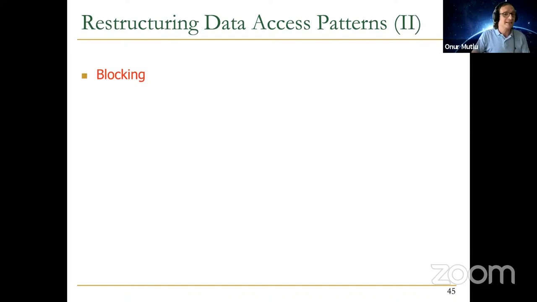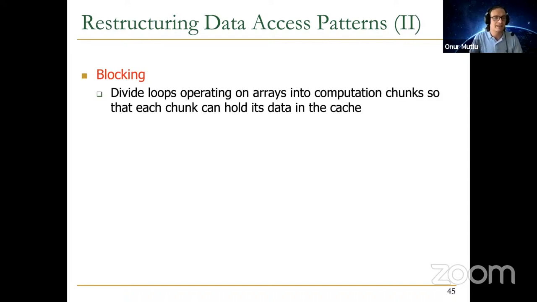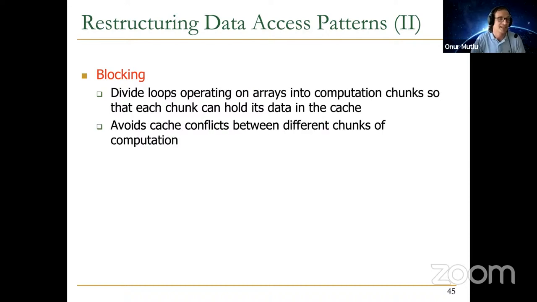Okay, blocking is another optimization. This is also called tiling. Here, the idea is to divide loops operating on arrays or vectors or matrices into computation chunks so that each chunk can hold its data in the cache. Basically, if you're operating on a large matrix that doesn't fit in your cache, partition the matrix into submatrices and operate on submatrices such that you get good locality, and then you move to the next submatrix in the computation. That's the idea over here. This avoids cache conflicts between different chunks of computation, essentially.